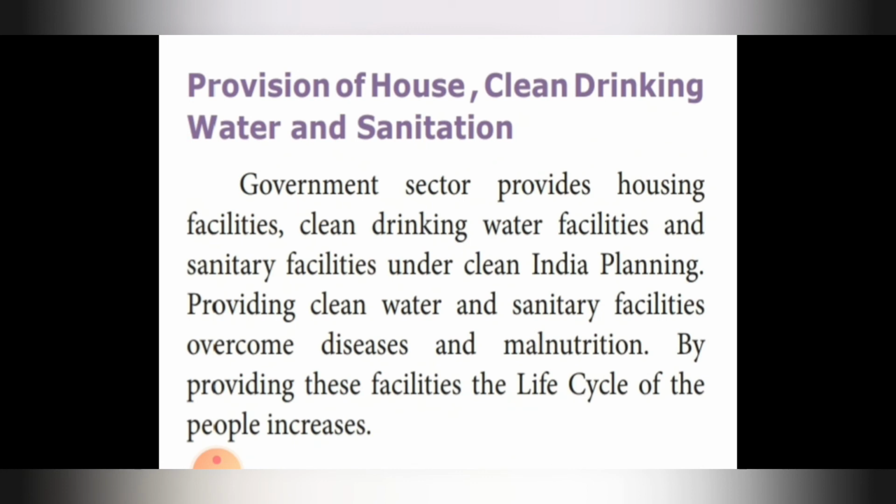Provision of housing, clean drinking water and sanitation. The government sector provides housing facilities, clean drinking water facilities and sanitary facilities under Clean India planning. Providing clean water and sanitary facilities overcomes diseases and malnutrition. By providing these facilities, the life span of the people increases.